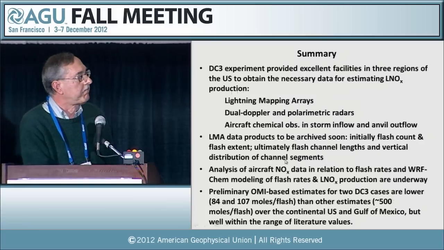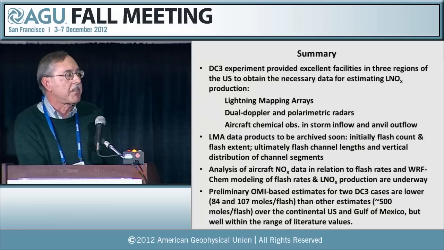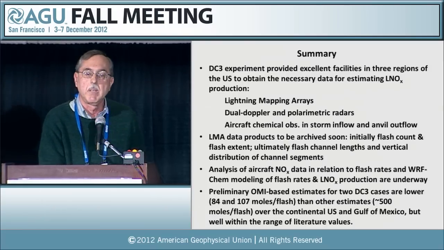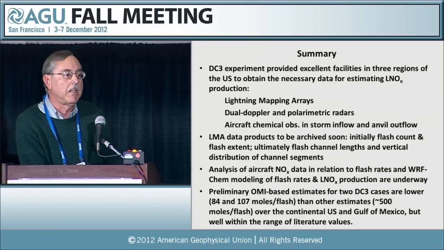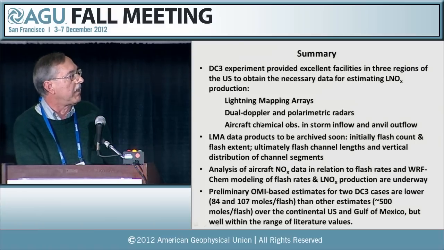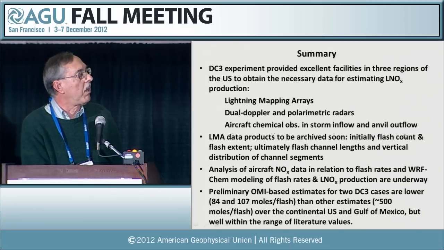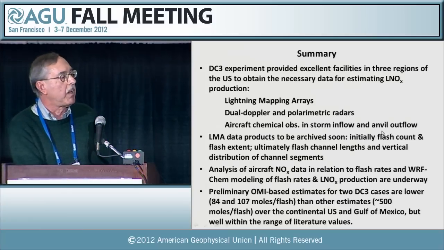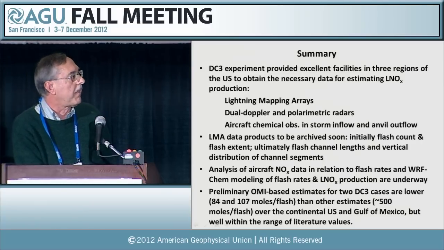So now, to summarize, the DC3 experiment has provided us a really excellent set of data in 3 regions of the country, and this is all aimed at giving us better estimates of NOx production per flash. Between using the lightning mapping arrays, the radars, and the aircraft chemical observations in the storm inflow and outflow, we should be able to narrow the range of lightning NOx production that's out there in the literature now.